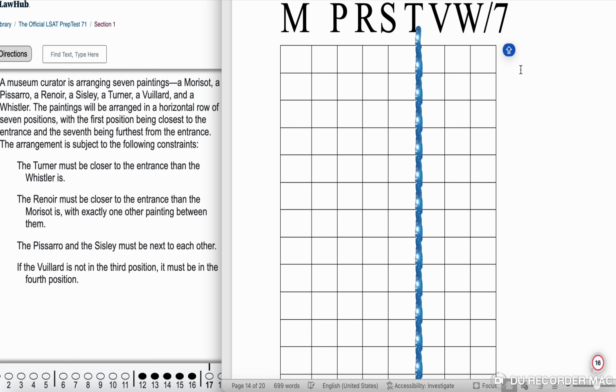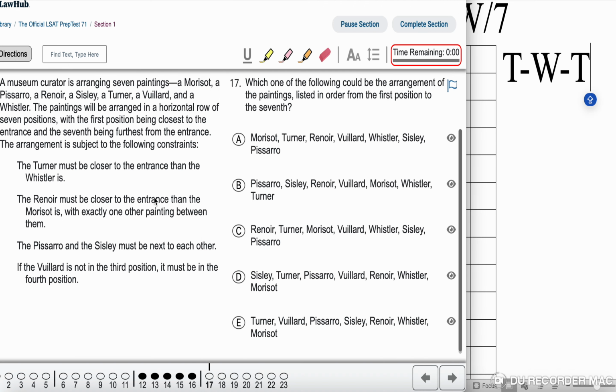The first condition tells us that T must be closer to the entrance than W. So basically, since there are 2 ends, T is going to be closer to the first position than W. Let me look for where W is closer to the entrance. W and T are matching up, so that's not okay.